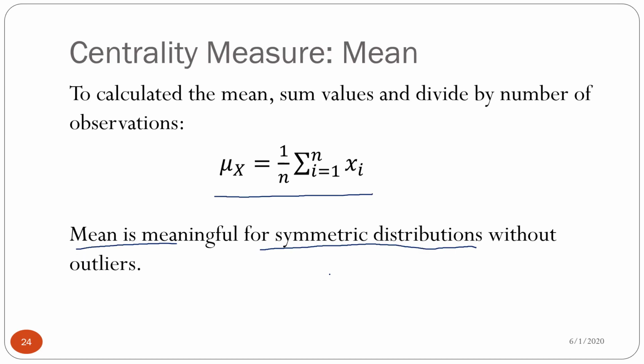So that was the mean, right? But the mean is susceptible to outliers, so that's something you need to keep in mind. You will prefer to use the mean as the centrality measure when your distribution is symmetric and you don't have too many outliers. You don't have outliers.